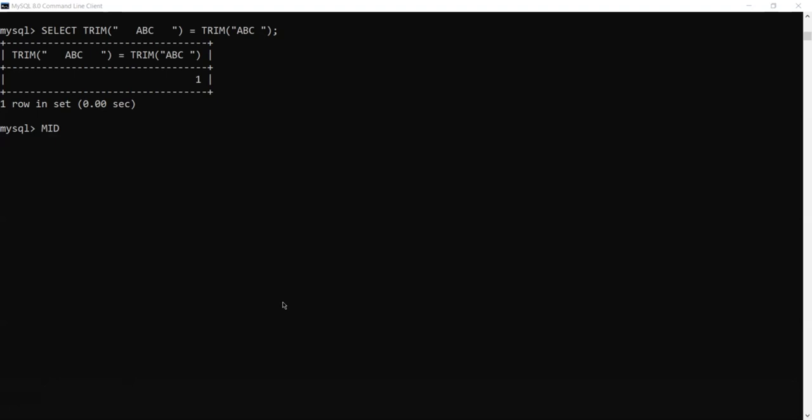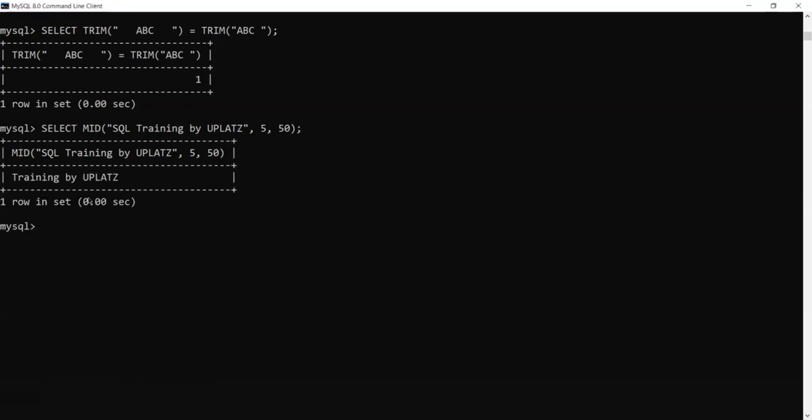To start with the mid function, as I told you, there are 3 parameters we need to pass. Let me first pass the string value. Consider SQL training by uplats. Now what I want is to retrieve only training by uplats. How do I do that? I give the starting index: 1 2 3 4 5, it is 5. And for the length, I know that there are many characters here, so let us try to give a random big length. Let us see what we get.